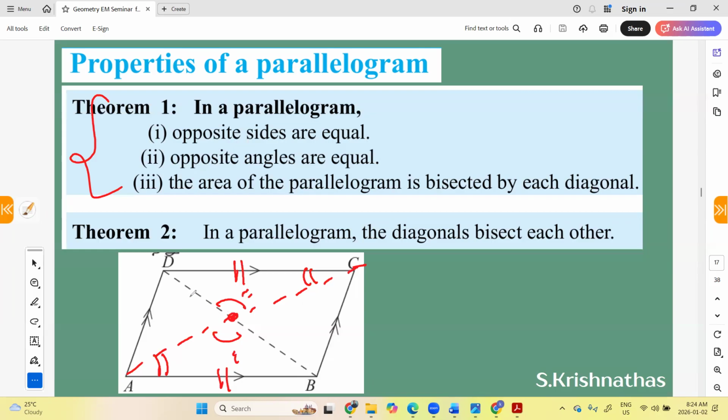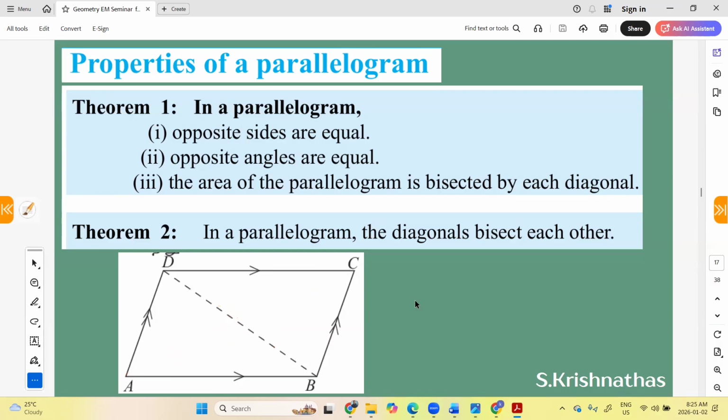If these two triangles are congruent, this side equal to this side, equal to this. What can you say about these two? So diagonals bisect each other. So this is the formal theorem for this problem.